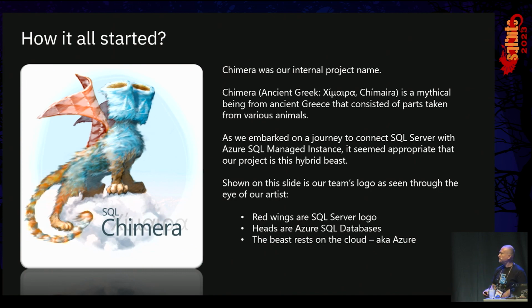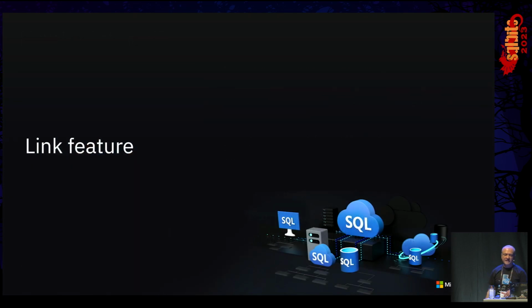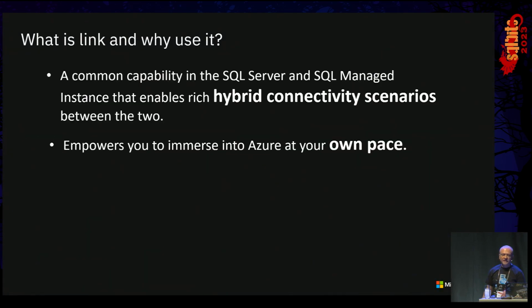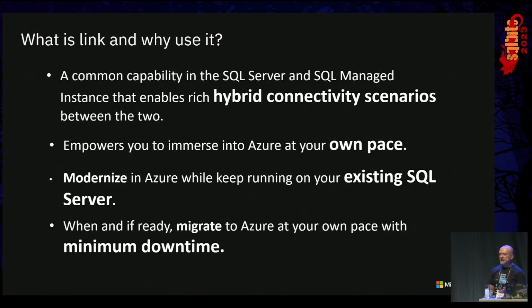I thought it'd be interesting to share a bit of history and how this project started. Even internally now at Microsoft, when we say Project Chimera, people know what we're talking about, which today is known as MI-Link as a product. So a little bit about MI-Link as a feature, as a general overview: it is a technology that enables hybrid connectivity between SQL Server and Managed Instance.